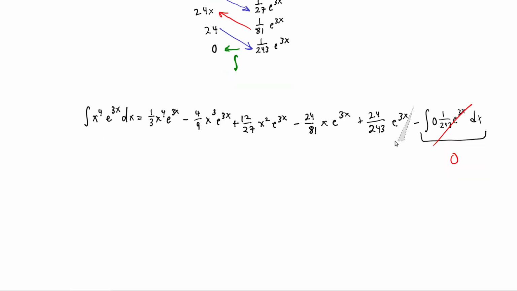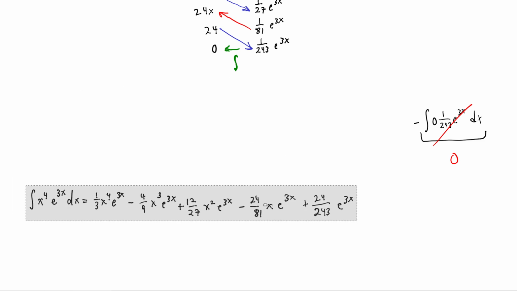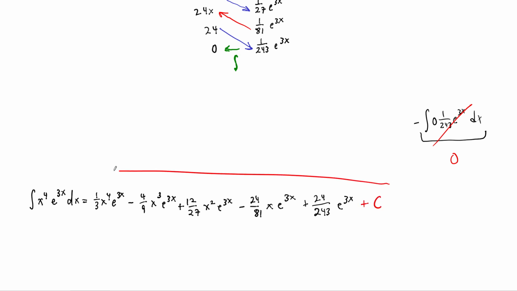I'm going to pick it up and move it because I don't want to rewrite it. But our answer becomes all of this. But then because it's an antiderivative, it's always plus c, right? And so there you go.